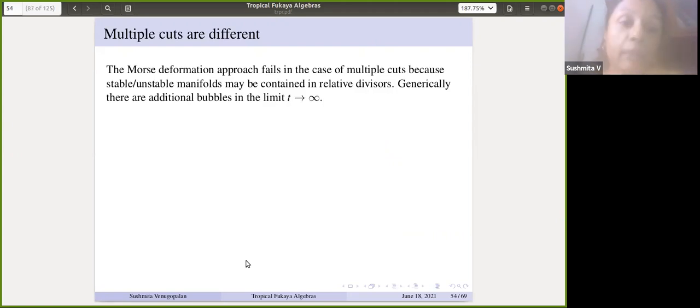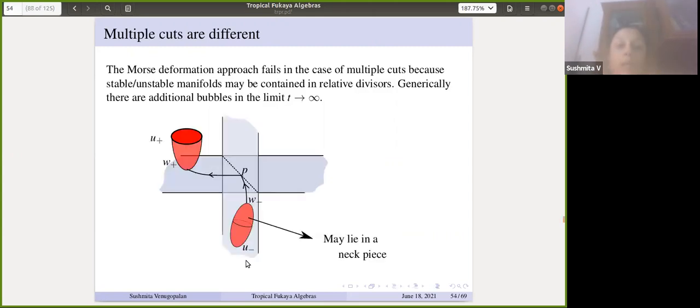So if we try to do the same thing in the case of multiple cuts, that doesn't quite work because the unstable and stable manifolds might be contained in relative divisors. And as a result, we have components which collapse to relative divisors and form bubbles. So the nodes will actually be mapping to some other space. They won't even be in the same space where we have defined the Morse function. So the whole approach kind of fails. In general, if we do this procedure, we are sure to create additional bubbles as time goes to infinity. So the previous procedure cannot be replicated.